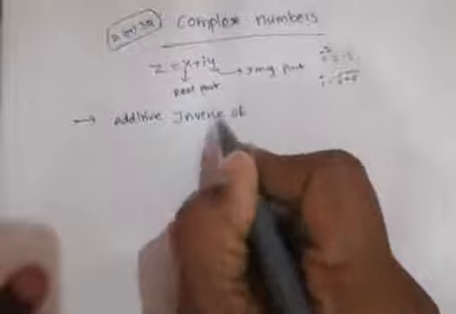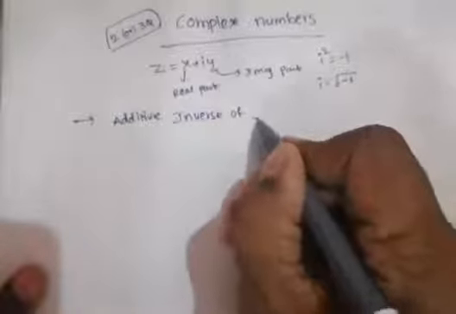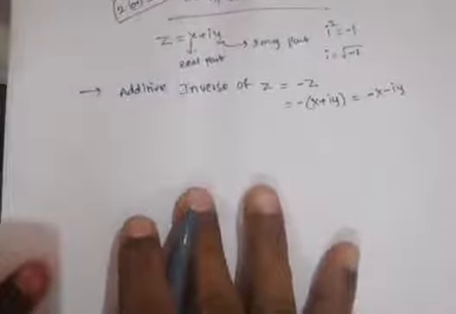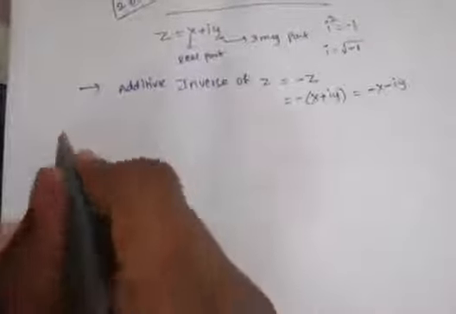of z. z is nothing but the complex number x plus iy. Additive inverse of z is nothing but minus z. So minus, what is z? x plus iy. When we multiply by minus, we get minus x minus iy. Additive inverse means we have to keep the minus sign.